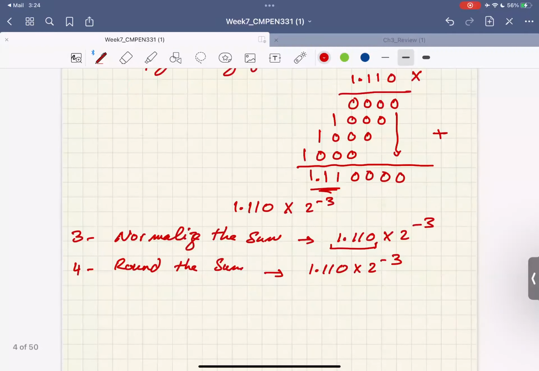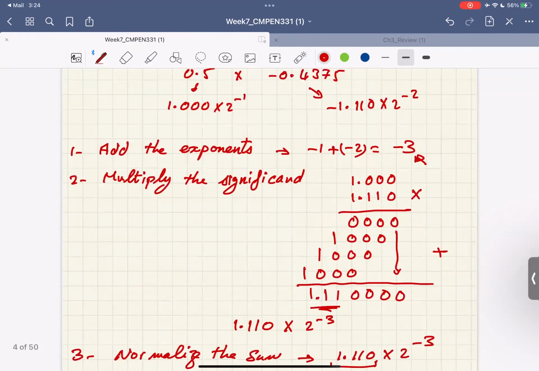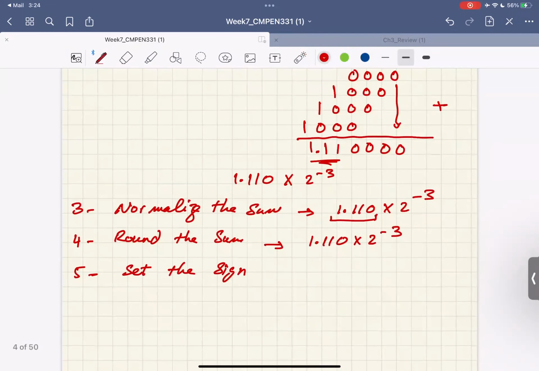And then the last step is to set the sign. If you see here, this is positive, this is negative. Positive multiplied by negative, I should get a negative number. And that's why I am expecting that basically the number will be minus 1.11 multiplied by 2 to the power of negative 3. So this is the multiplication.